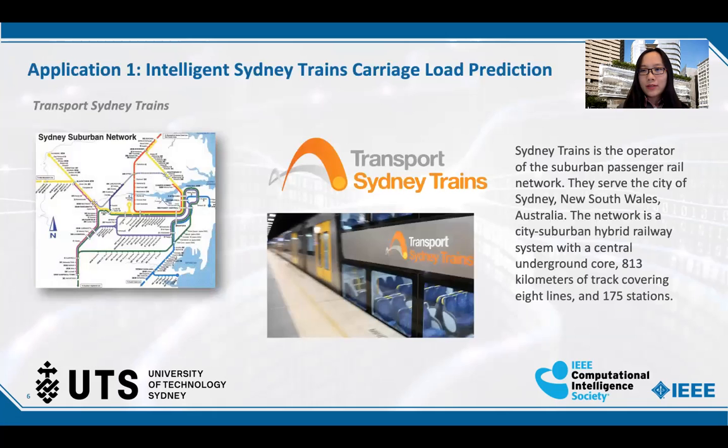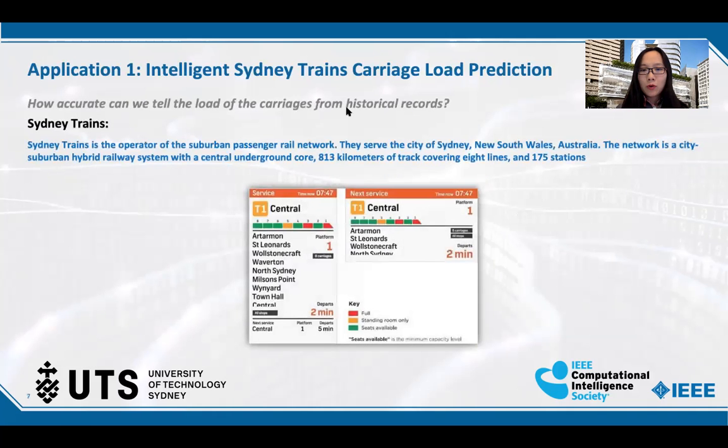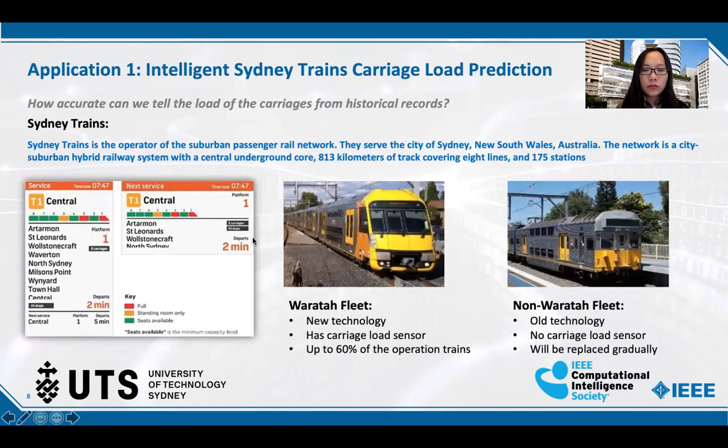I believe everyone has taken the trains, and many of us take it as a daily commute. So what matters to us when we take trains? We want to find seats. We want to make sure we have a comfortable journey, especially when we take the train as a daily commute. So Sydney Trains also has this target. It provides this showing panel that shows which carriage is full, or whether it has stand-only areas or available seats. And we want to build a prediction model to predict the train carriage load.